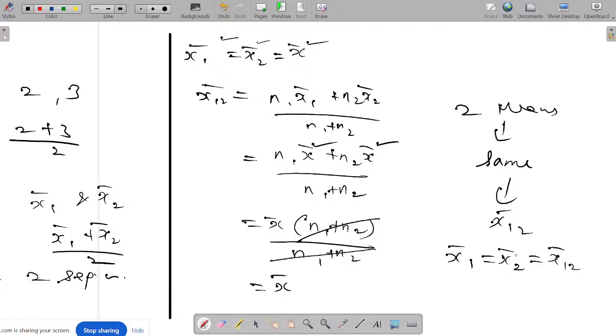Need not worry about N. N can be any value. But if both these mean values are the same, then it's nothing but the combined mean. So if a table is given saying that n1 and n2 are different, but x1 bar and x2 bar are the same, then what is the combined mean? The same value of the mean. Yes, please go through.